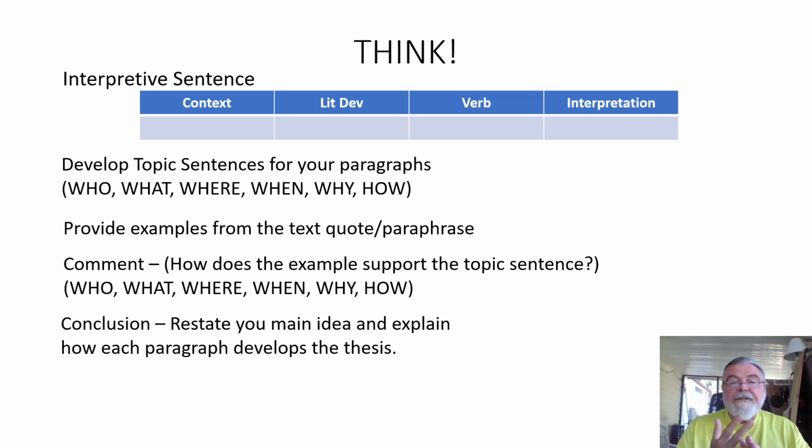Develop the 2 topic sentences for each of your paragraphs. Use who, what, where, when, why, and how. Do this, please. It makes it fast. It makes it easy. You can do more than one sentence with the questions that you answer. Then you want to provide the examples from the text, either a quote or a paraphrase. Now, when you go to your comment, how does the example support the topic? Who, what, where, when, why, and how.